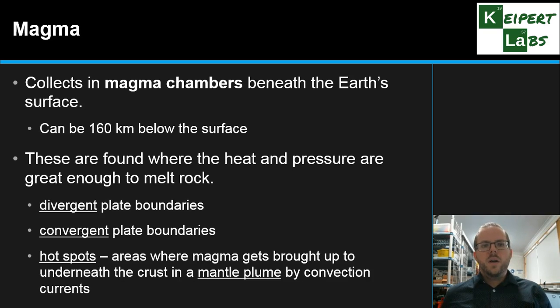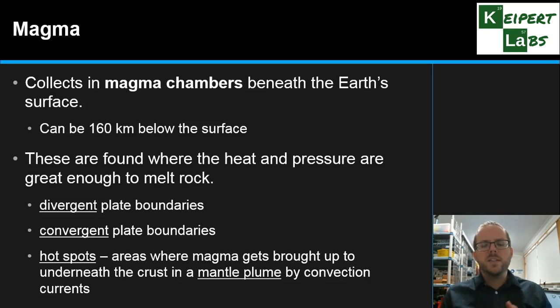Okay, so we'll go through a little bit more information about what magma is. This molten rock, this magma that's below the Earth's surface, collects in these things called magma chambers, which can be up to 160 kilometers below the surface. They can be a long way down. Basically, it's like this rock bubble that forms, where this molten rock is found because of where heat and pressure is enough to actually melt this rock. It then gets trapped in this kind of rock bubble, with solid, harder, denser rock around it that stops that molten rock from moving anywhere. It gets trapped below and builds up pressure.